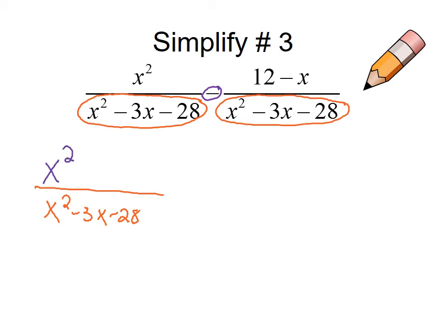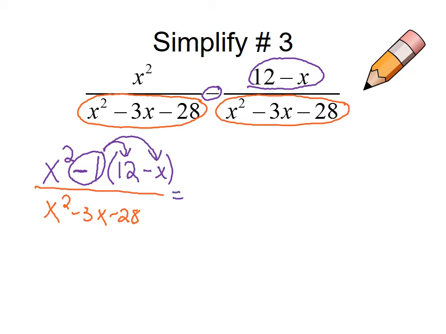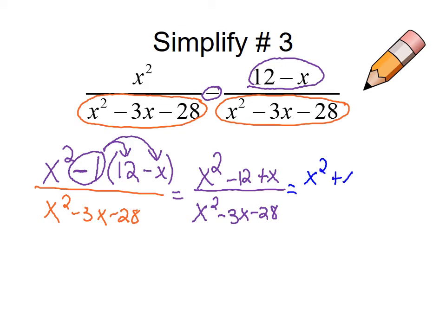We're going to have x squared minus 1, parenthesis, anything that's in this numerator. So I have 12 minus x. Then I'm going to distribute this negative to here and here. When I do that, I'm going to get x squared minus 12 plus x over my denominator, which is x squared minus 3x minus 28. Now my top, I probably want to write in standard form. So I have x squared plus x minus 12 all over x squared minus 3x minus 28.